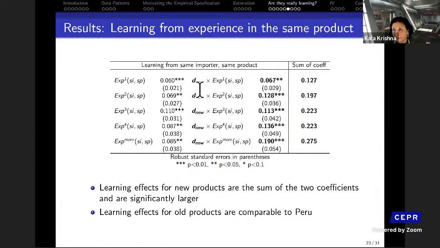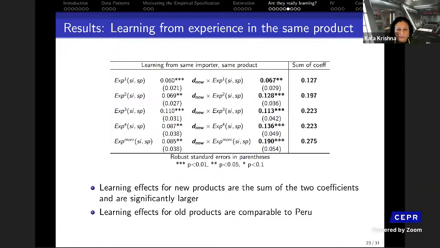But when your product is new, then it's more. This learning is more. So this is the additional effect of exporting the new product, learning. And the sum of the coefficients is what you get for the new product. This is what you have for the old product when you're exporting the old product. So what you can see very clearly is the effects for the new products are about twice that for the old products. And this is exactly what we would have expected. So moreover, they're increasing. This new effect, new product interaction is significant. And we see that it is learning with experience because these numbers are going up.